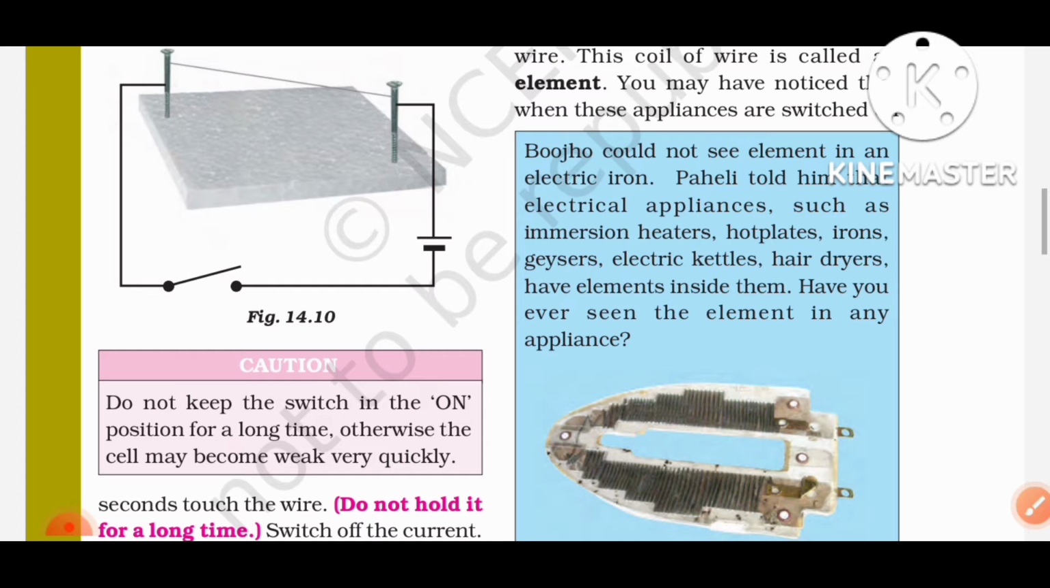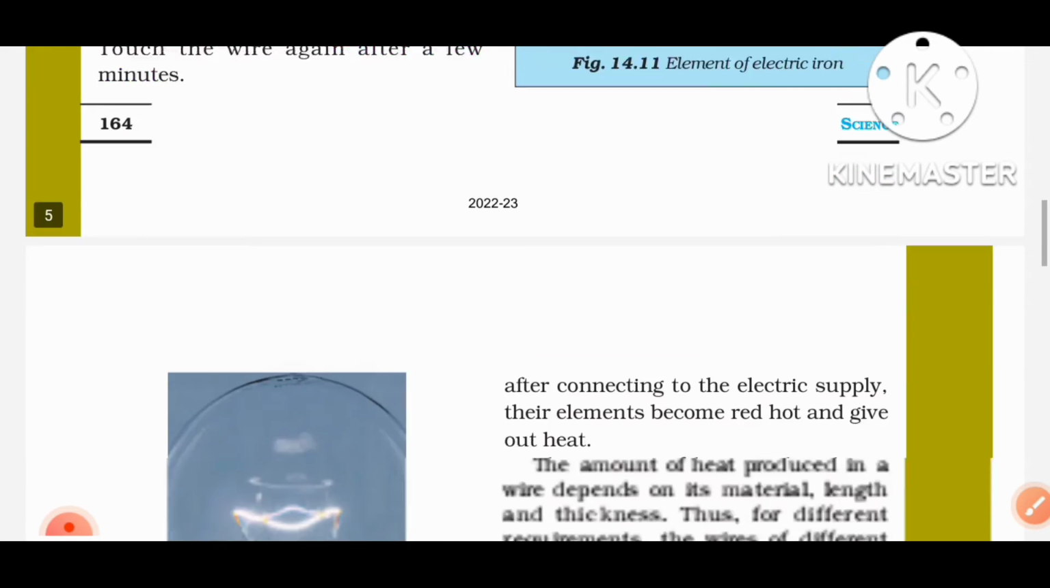Bojo could not see the element in an electric iron. Paheli told him that electrical appliances such as immersion heaters, hot plates, irons, geysers, electric kettles and hair dryers have elements inside them. Have you ever seen the elements in any appliances?